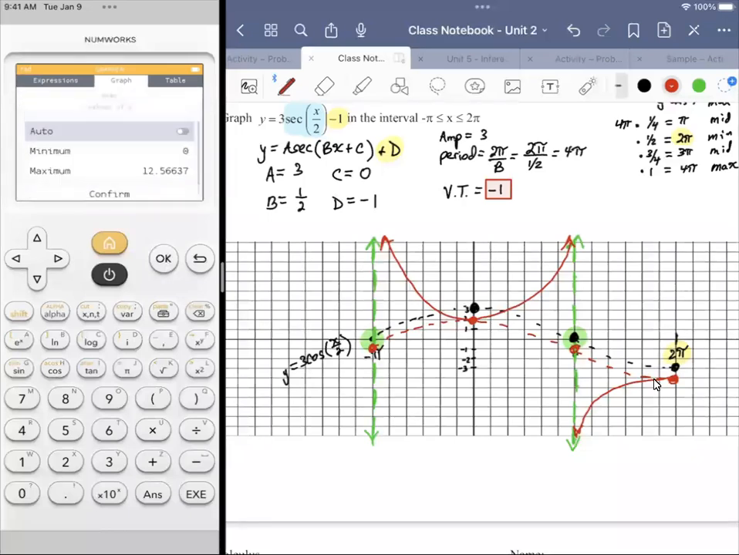I want my x-axis to go from a minimum of -pi to a maximum of 2 pi. All right. And then my values of y, well, I definitely don't want it to go all the way down to -26. So maybe I'll do like -10 to 10. I want to give myself some space, but I don't want to go too crazy. So confirm.